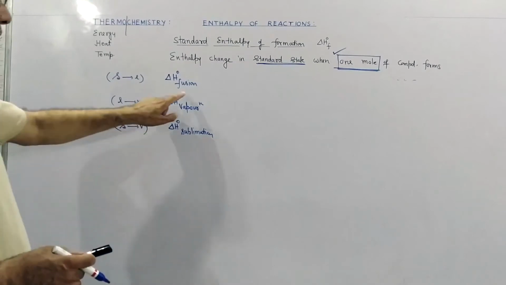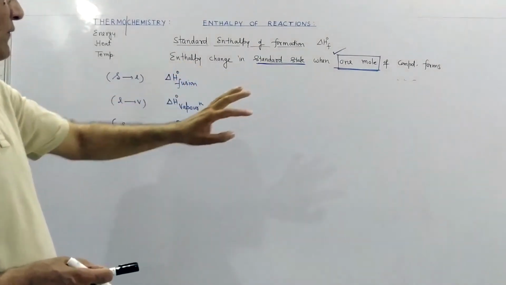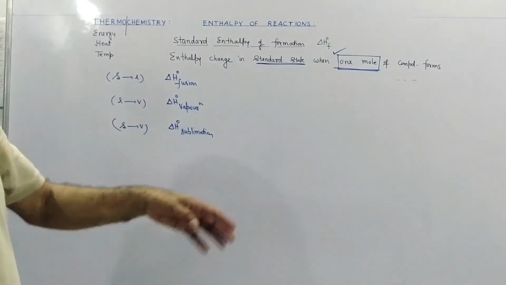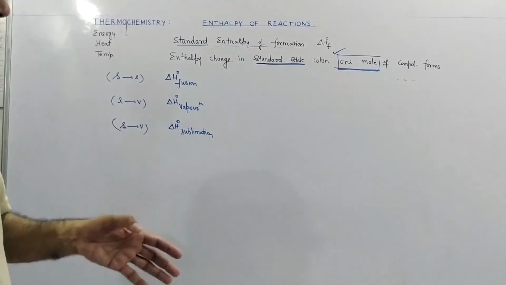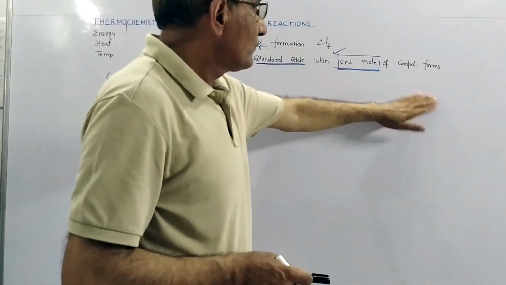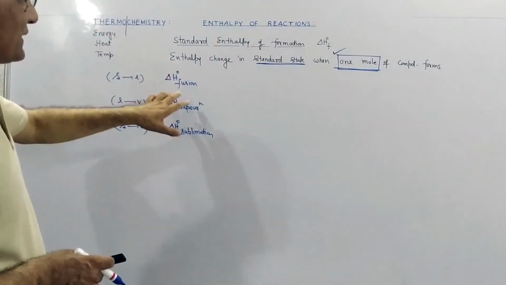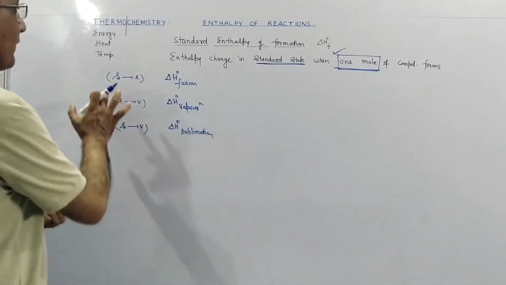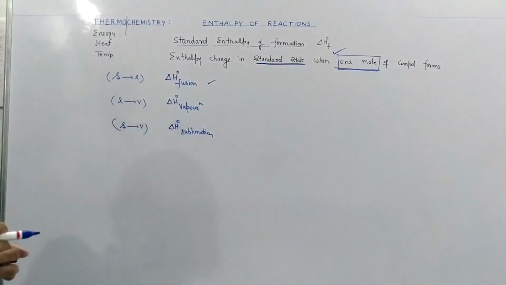The fusion statement will be: enthalpy change in standard state when 1 mole of solid converts into liquid at its melting point. What is the temperature at which solid converts into liquid? Melting point. So I think you can easily write it. Enthalpy change in standard state when 1 mole of solid converts into liquid at its melting point. This you have to write here.